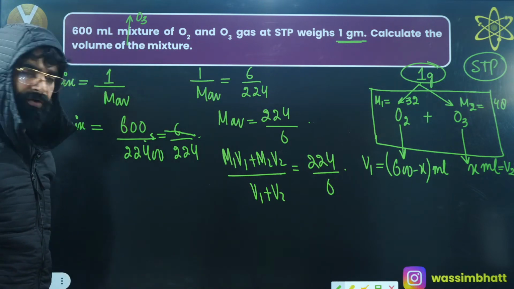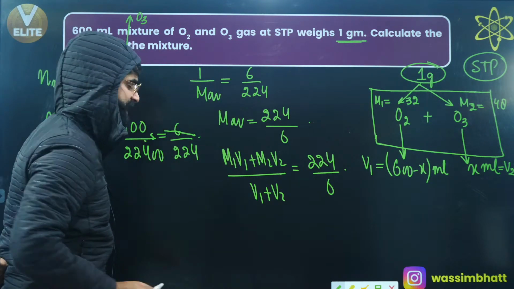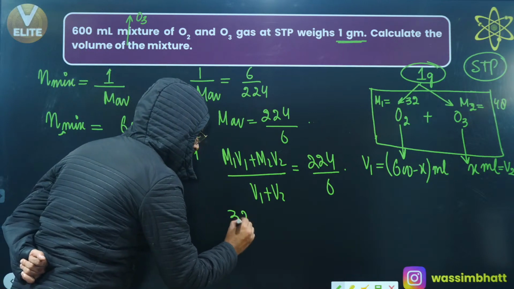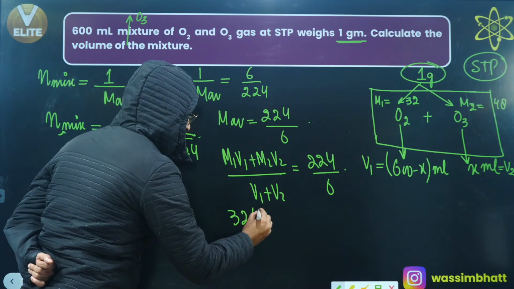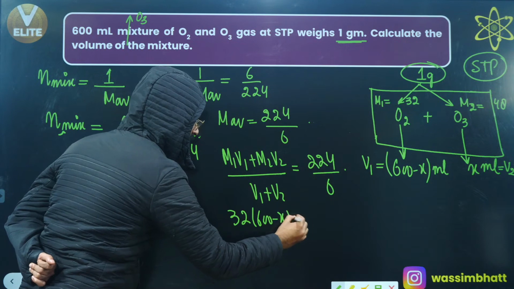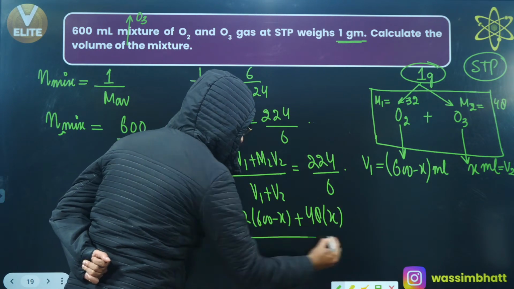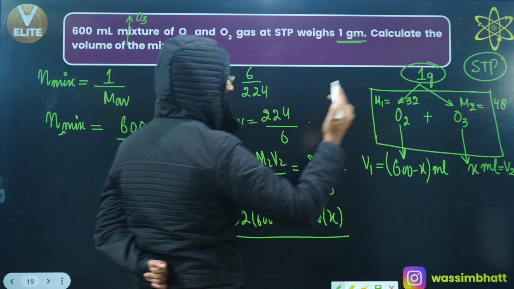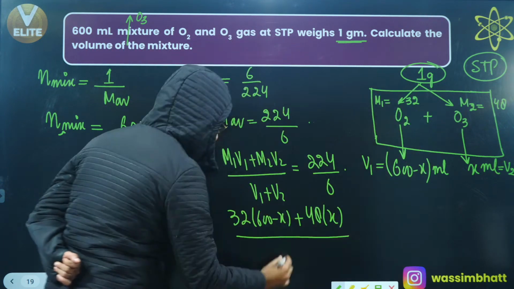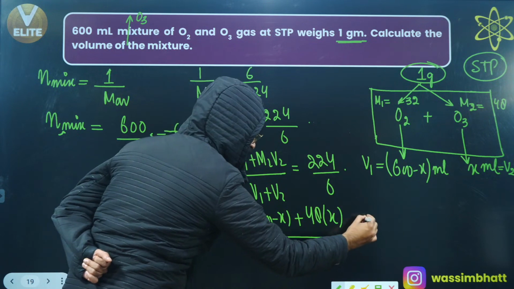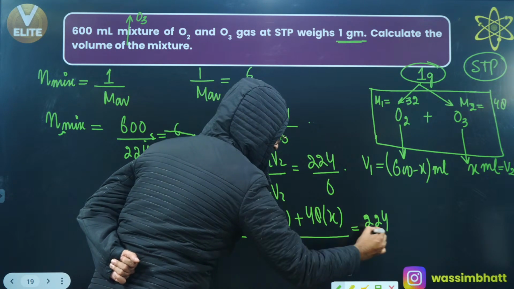Perfect. Now, M1 is given to me as 32. V1 is given to me as 600 minus X. M2 is given to me as 48. V2 is X. Divided by V1 plus V2, which is basically the volume of the whole mixture. The volume of the whole mixture is 600 ml. And this value comes out to be 224 divided by 6.